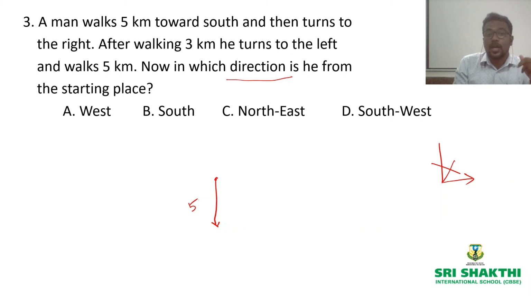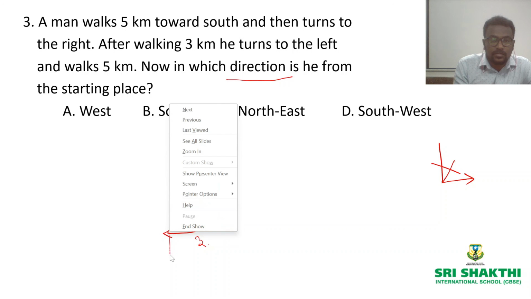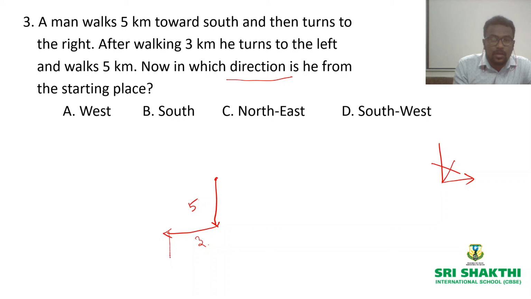So assume yourself that you are walking in that lane. Assume yourself as that man. If you're walking in that lane, your right will be this side, towards the west direction. And let's go for the next instruction. After walking 3 kilometers, he turns to the left. If you assume yourself standing over here, facing the west direction, your left will be to your south. And you are walking around 5 kilometers again.